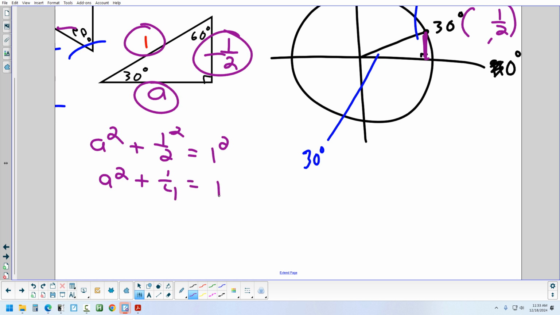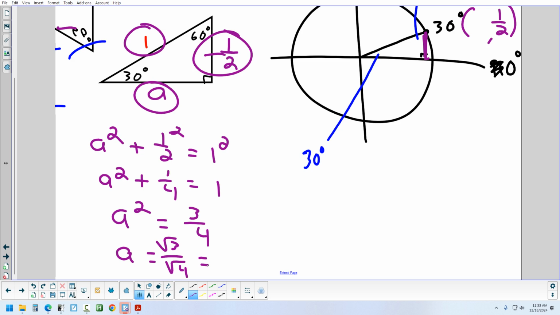Okay, so we get a squared plus a fourth equals 1. What does that mean? A squared would equal 3/4. And what do we have to do on each side to get a alone? Take the square root. And how do we take the square root of 3/4? Do the top and the bottom. Square root of the top and the bottom.